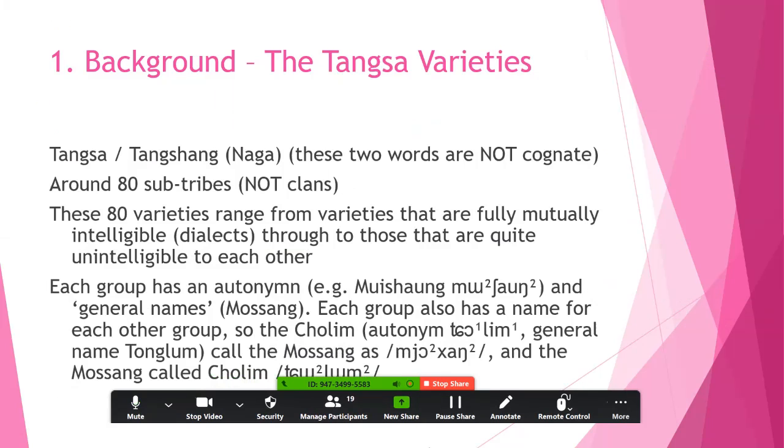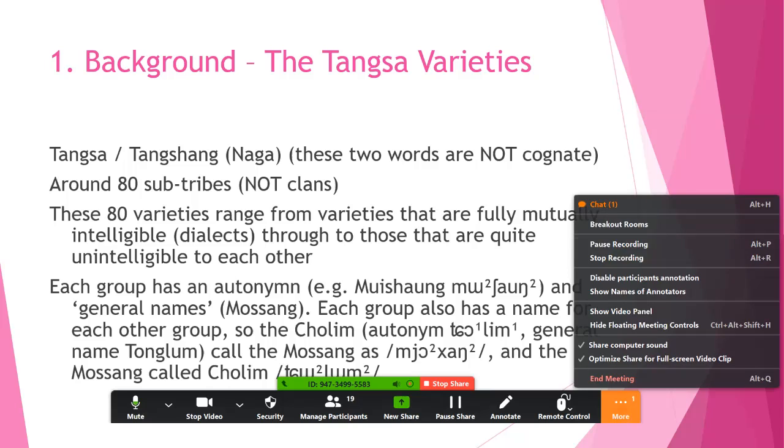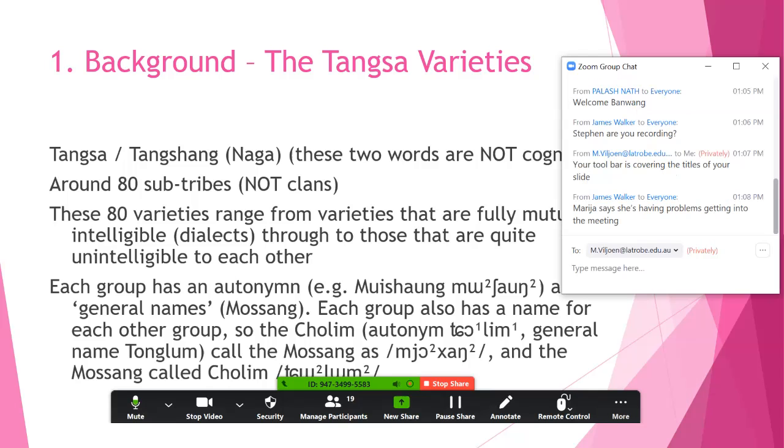Okay, so these two words are not cognate, and the Tangsa/Tangshang groups on both sides of the India-Myanmar border consist of about 80 subtribes, and some of them speak varieties that are completely mutually intelligible. They understand everything. They are absolutely dialects and in fact are almost indistinguishable to outsiders, whereas others are completely unintelligible. Each group has its own name for itself and its own name for every other group.